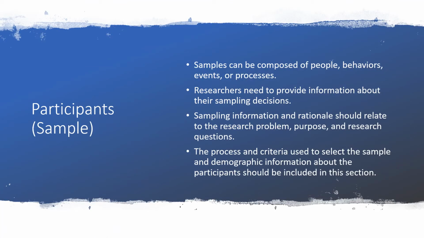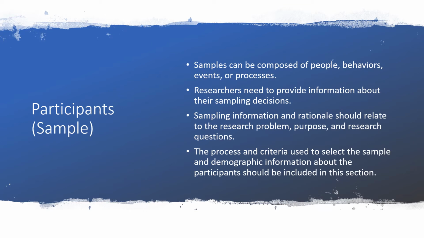When you think about participants or a sample, samples can be composed of people, behaviors, events, or processes. A sample is what we actually want to study. So typically in education, we are looking at students or teachers or administrators or some combination of those things, right? Or parents, because these are people involved in the education system. But we might look at a particular event to see what happens at that event, in which case we're looking at maybe a number of different people involved in that event or that process.